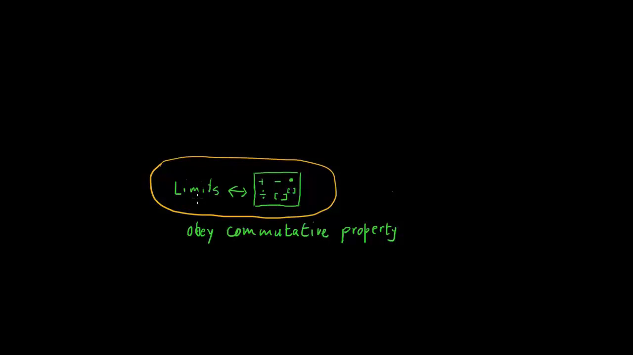What I mean by that is, say you want to take the limit of a function which has some of these operations in it. What you could do is take the limit first and then perform those operations, or you could do the other way around. You could perform those operations first and then take the limits.